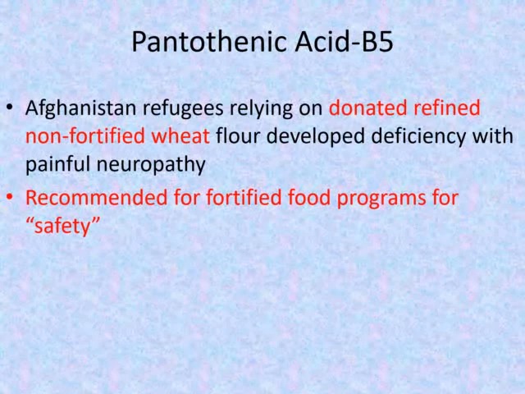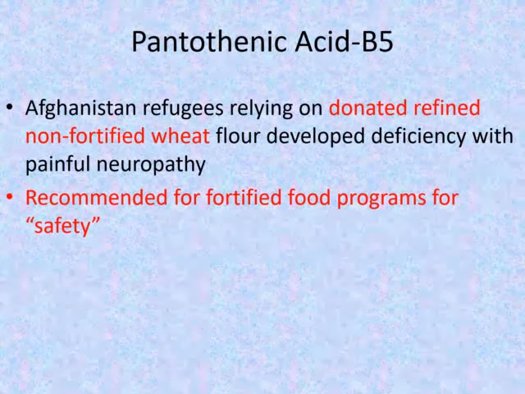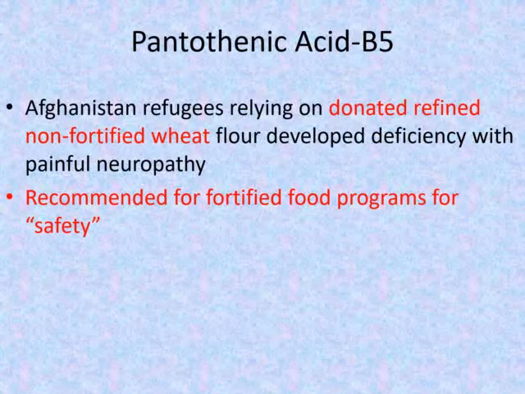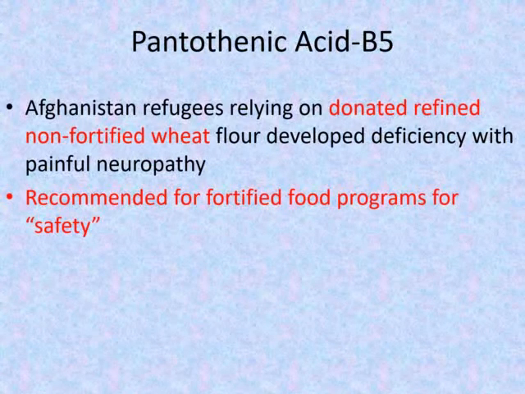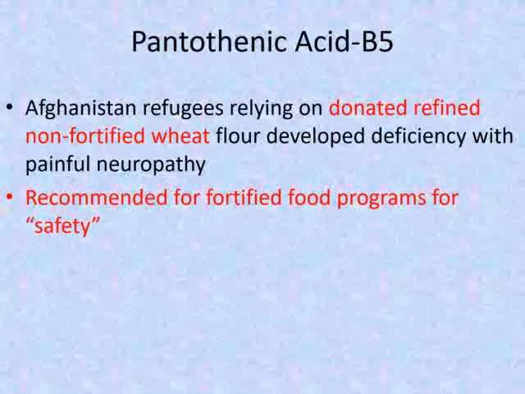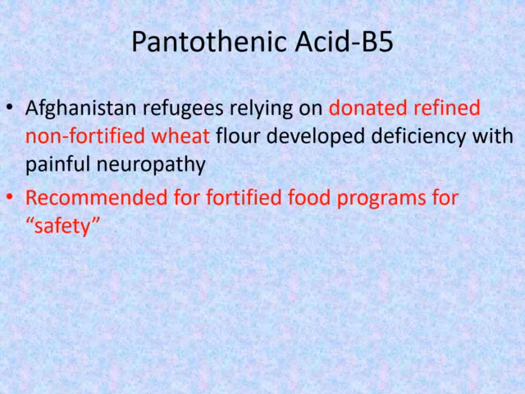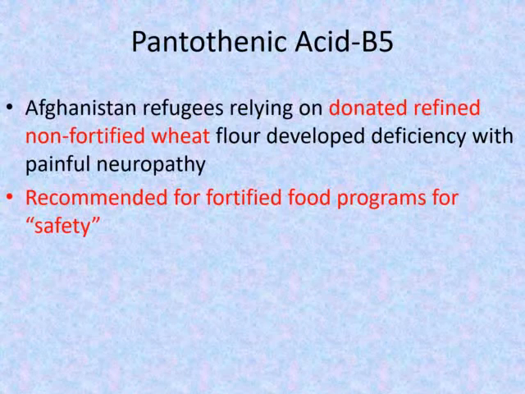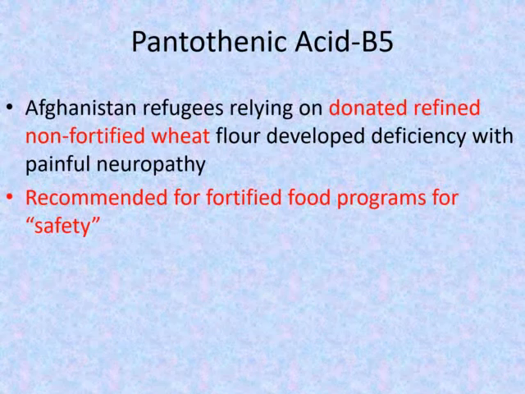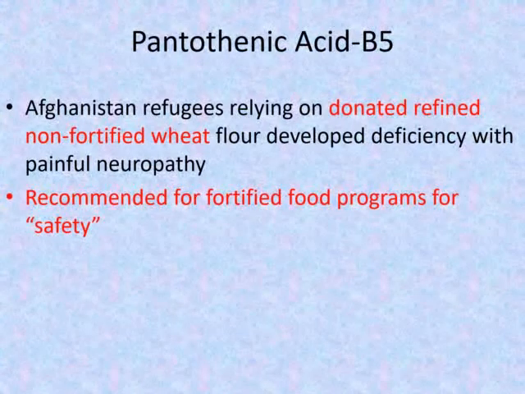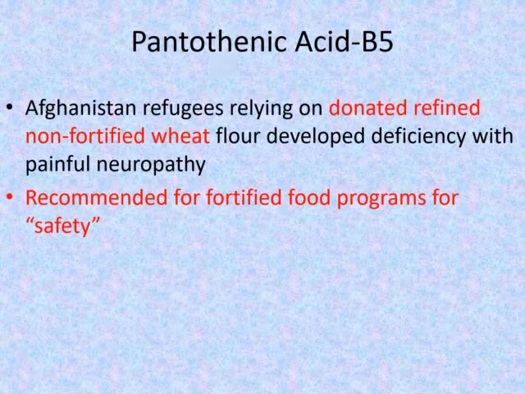Pantothenic acid, B5. This was a demonstration of the need for fortifying donated food aid. Afghanistan refugees relying on donated, refined, non-fortified wheat flour developed pantothenic acid B5 deficiency with painful neuropathy. It's recommended for fortified food programs for safety.